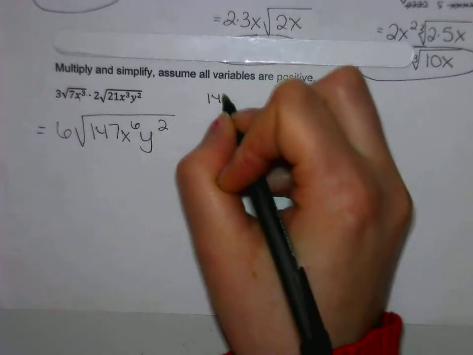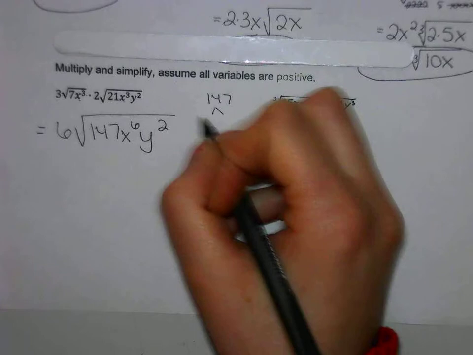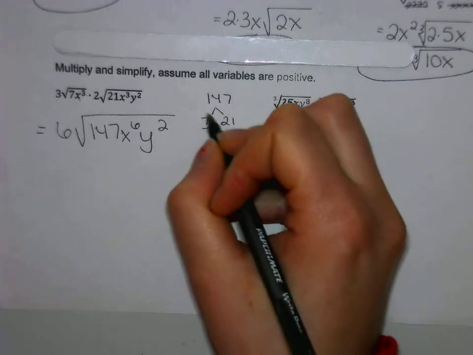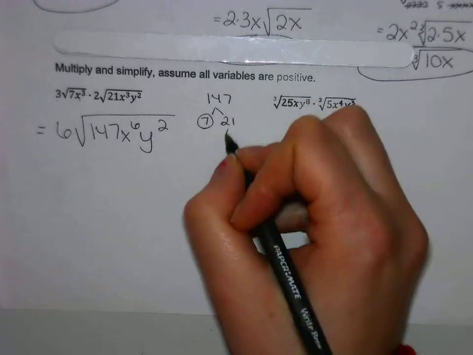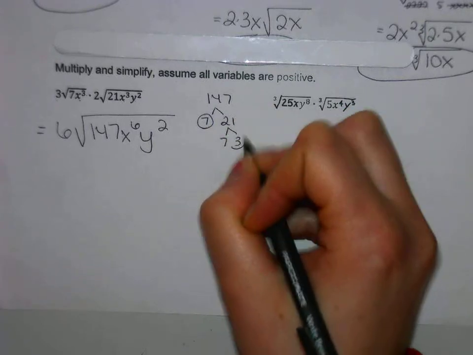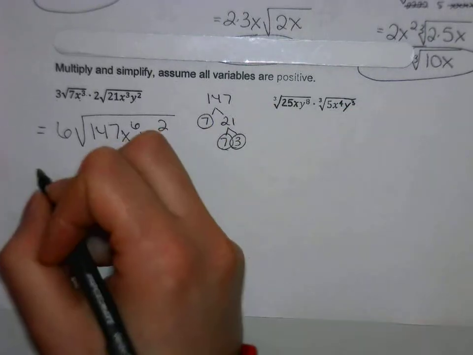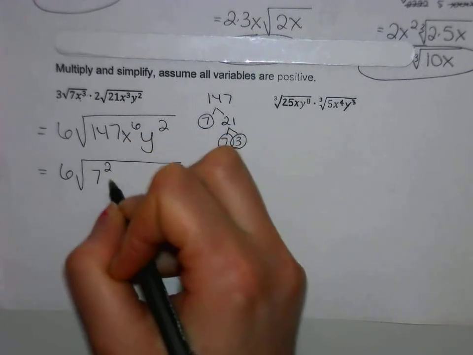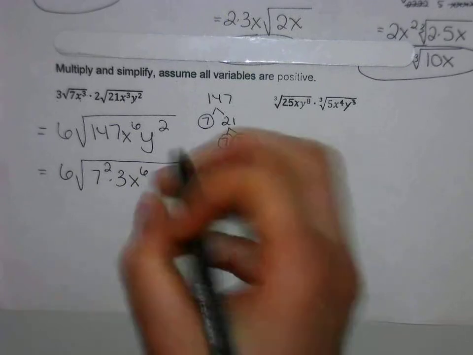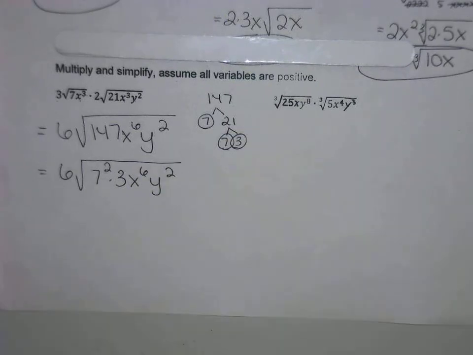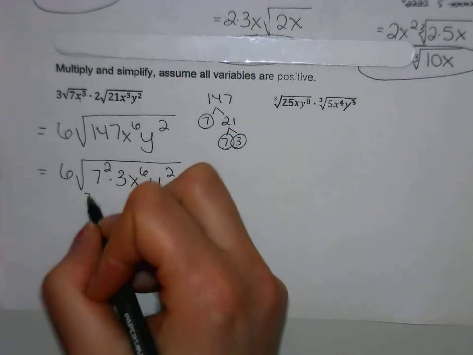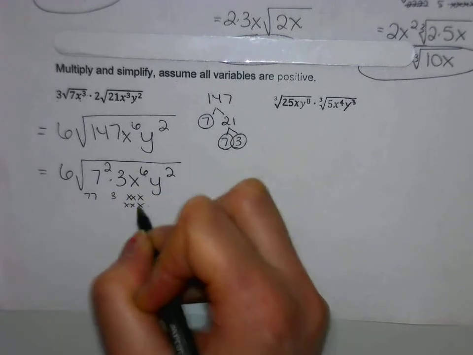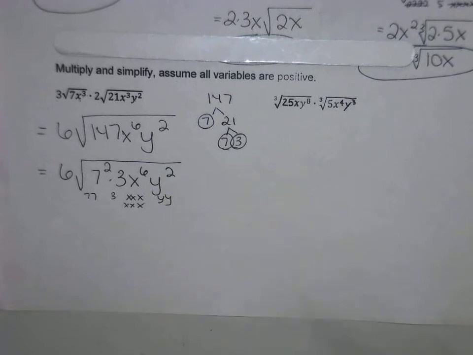So let's look at 147. We know 147 can be multiplied together by 7 and 21. 7 is prime. 21 is 7 times 3. And those both are prime. So if we rewrite this, 6 square root, then we have two 7s, one 3, x to the 6, y squared. So now we have two 7s, one 3, 6 x's and 2 y's.